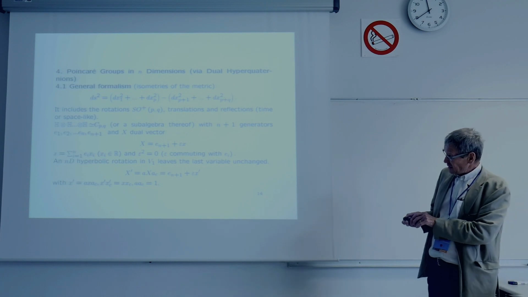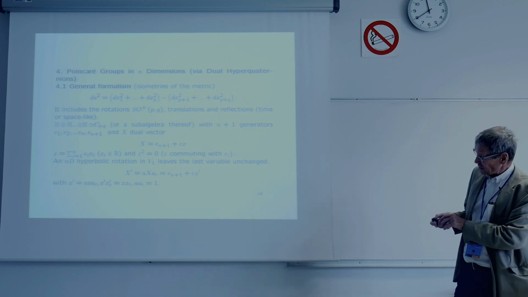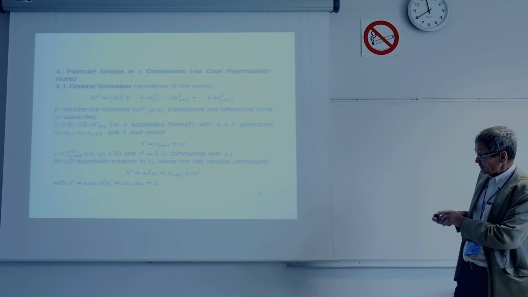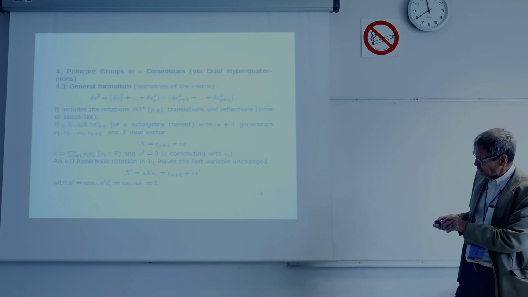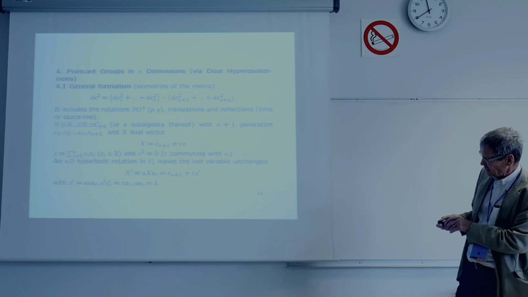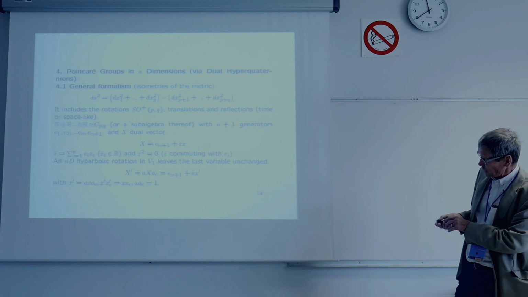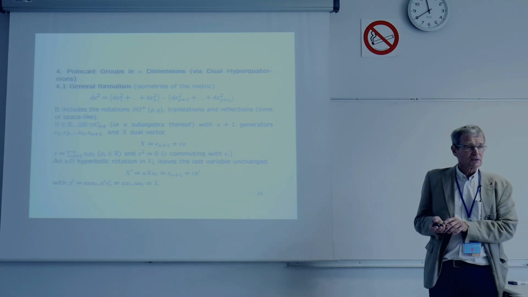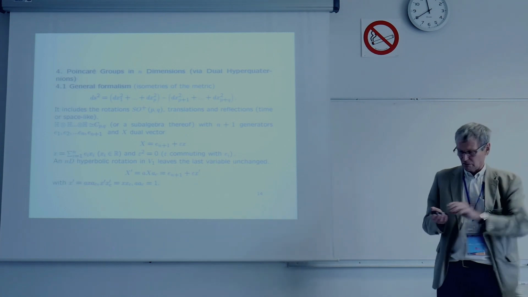Now, an n-dimensional hyperbolic rotation in the n space leaves the last variable unchanged. So we get this formula for the rotation, where x prime is equal to A X A conjugate, and we get conservation of the norm, etc.